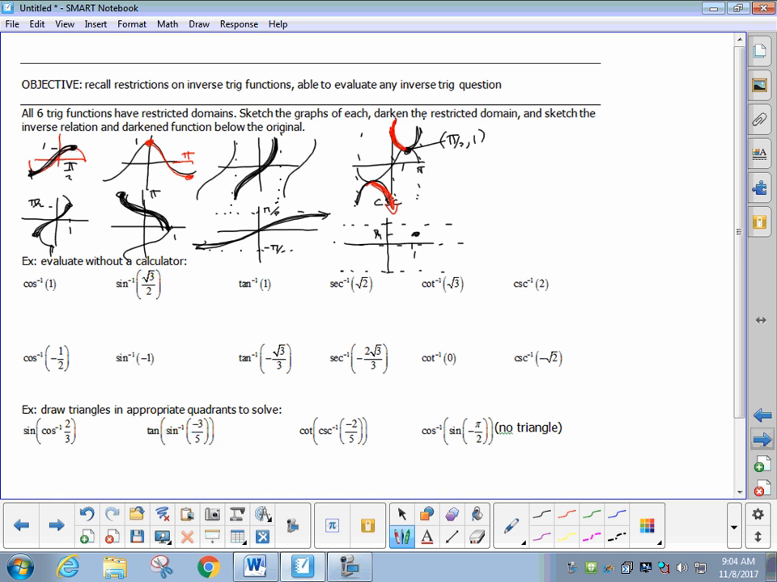Now that cup was going up, so on the inverse it'll go out. And this point that was at negative pi over 2, negative 1, will be at negative 1, negative pi over 2, and be a cup facing out. But then the restrictions. Take chunks close to the axis, and we're only going to use those.